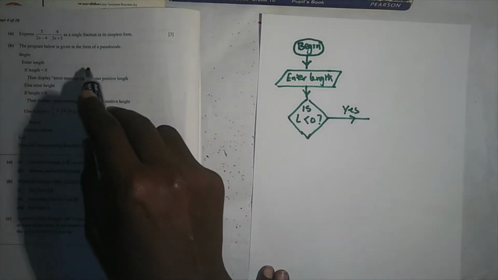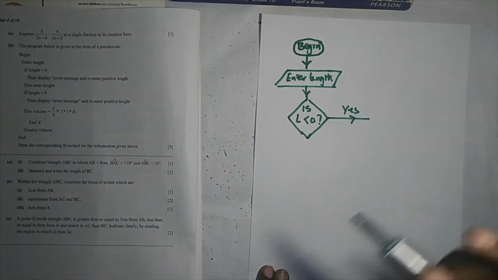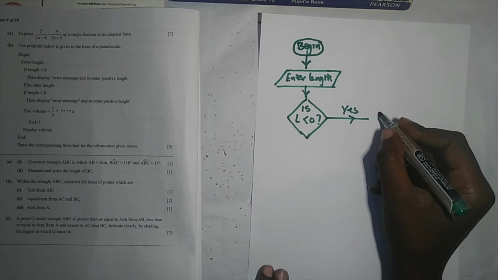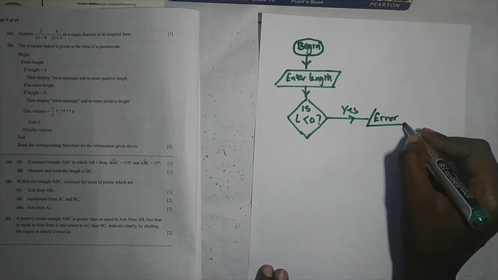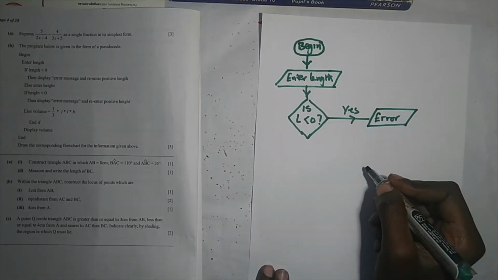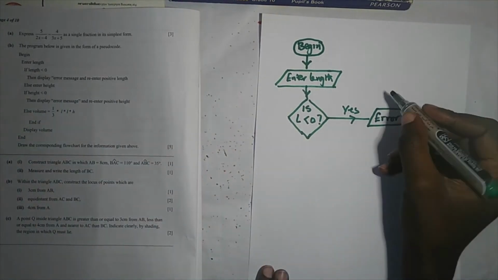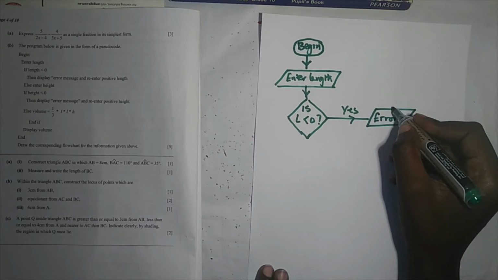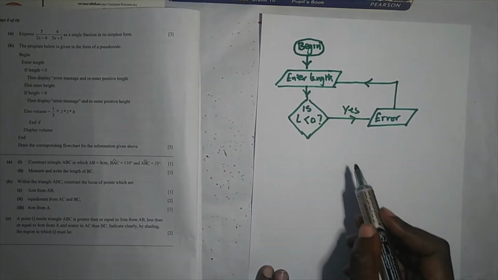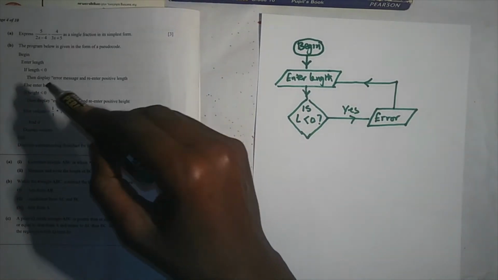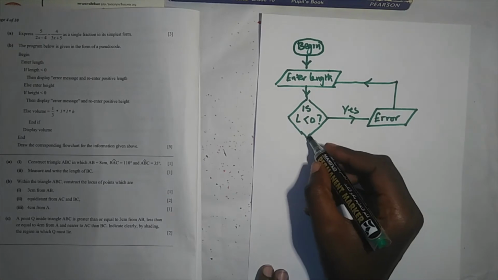So if the length is less than 0, then display error message and re-enter positive length. So here we are going to have an error message, error. And then this will go into a parallelogram. And then the next statement says re-enter positive length. So re-entering means now the arrow has to go back to where we are entering from, here. So it goes back like that. So if yes, this is what happens. The program goes back and starts again.